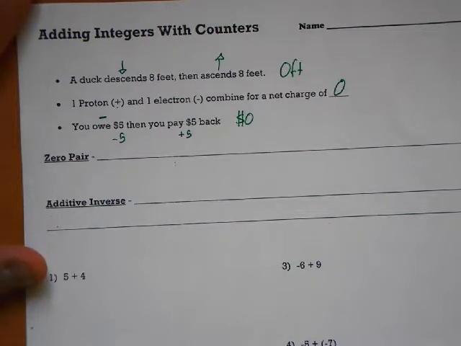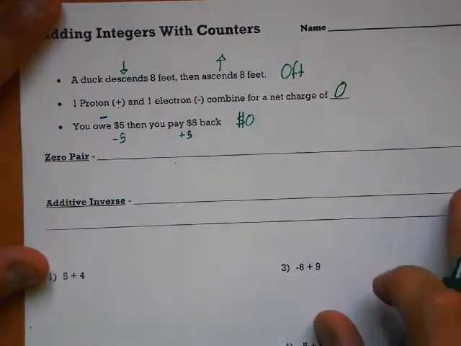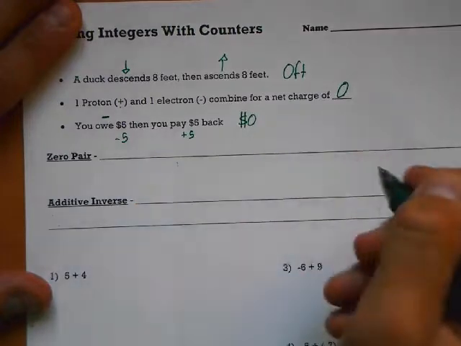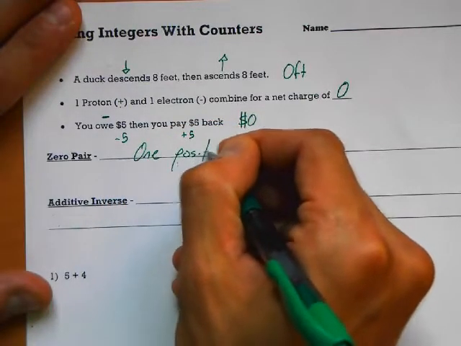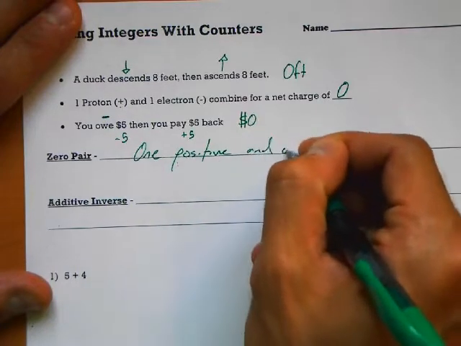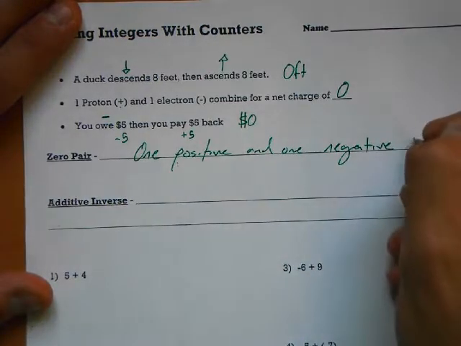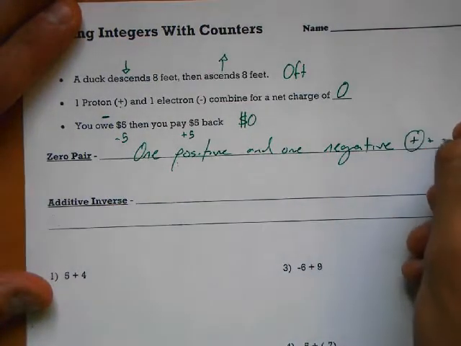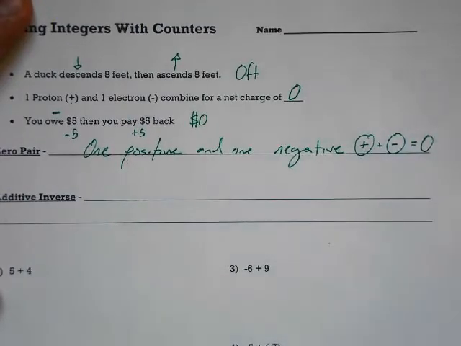So when we have a positive and a negative, they combine to make 0. And so we can think about these things as a 0 pair. A 0 pair is one positive and one negative. One positive and one negative, they combine to make 0.